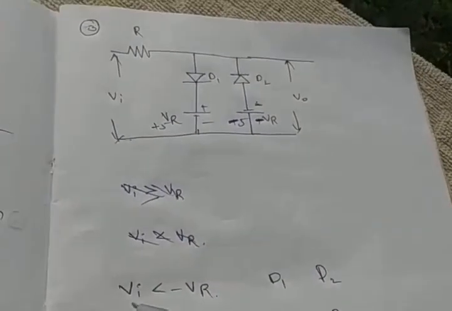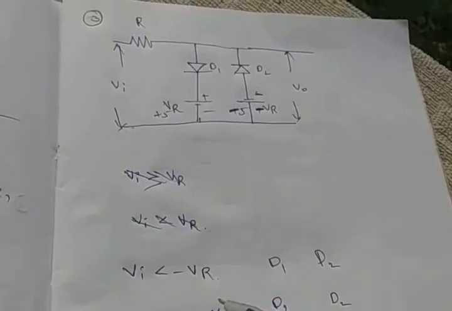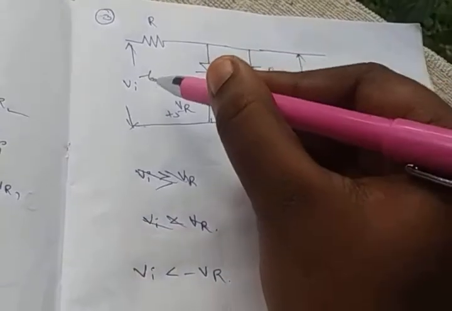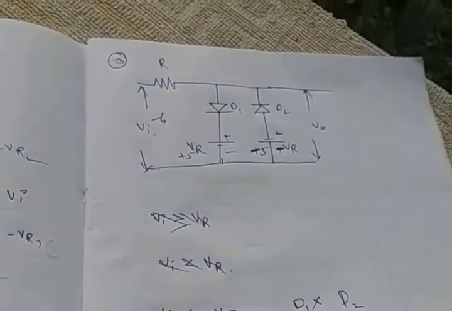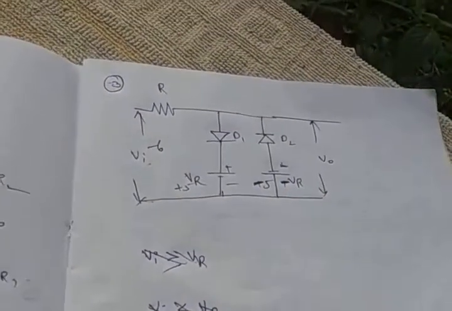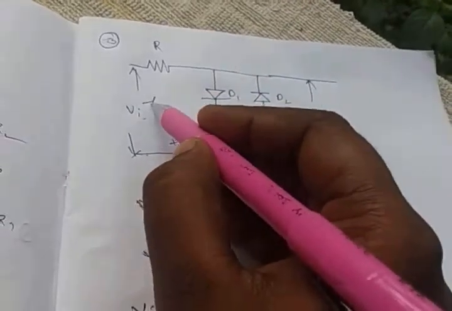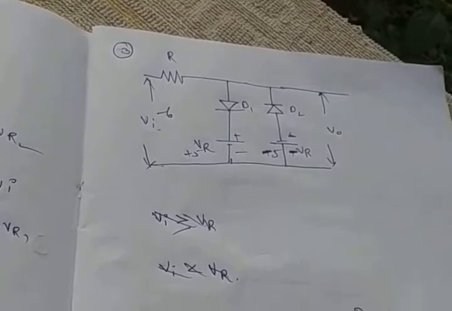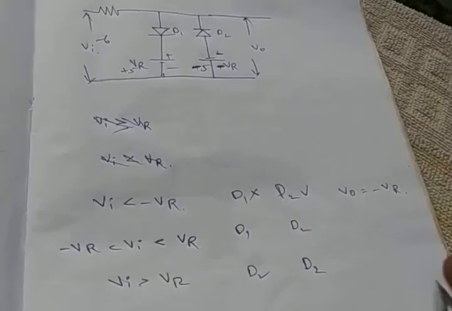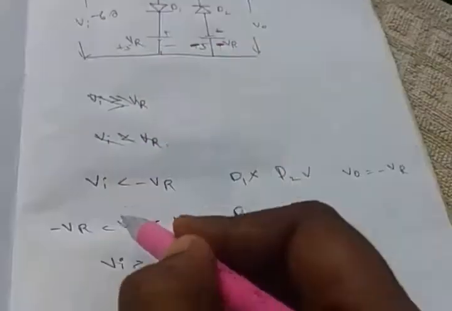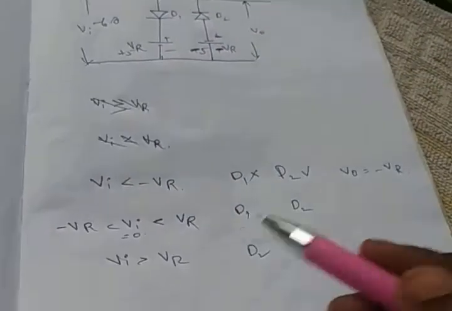We have to explain the operation by these conditions. For example, for Vi less than minus VR, let us say minus 6. So it is negative, so the diode D1 will be in off state and D2 will be in on state. Why? Because it is more negative, so it is on. So what will be the output? Output will be equal to minus VR. In between plus 5 and minus 5, I am taking 0.